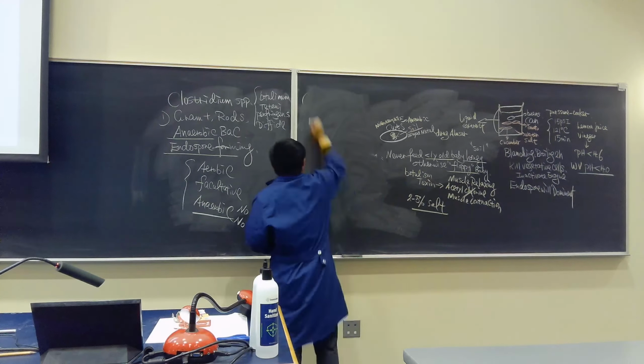Why? Because the tetanus toxin attacks a chemical called glycine. And this glycine is responsible for muscle relaxing. If a neurotransmitter responsible for muscle relaxing is blocked, your muscle is always contracted.